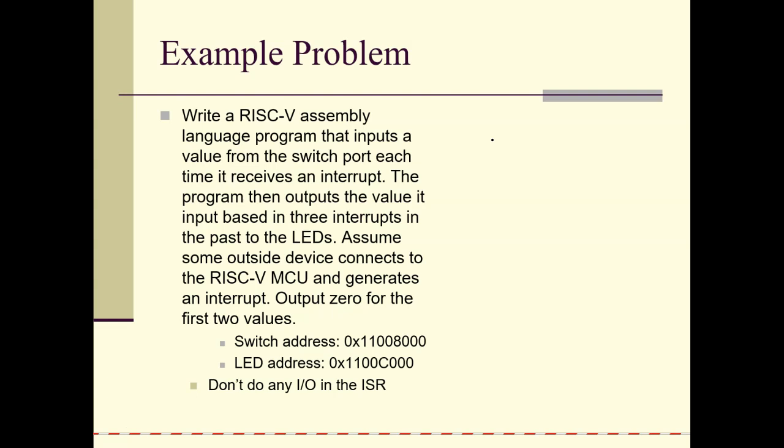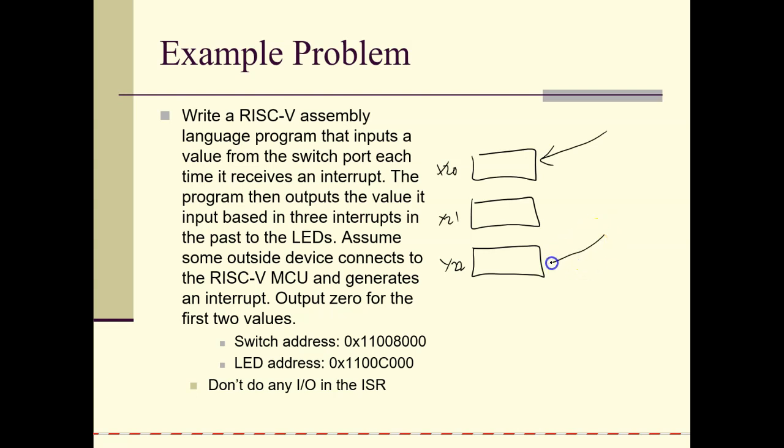And so this is a classic problem where I've essentially got to have 3 registers here, and I think I call them X20, X21, X22. So when I get an interrupt, I'm going to read a new value into this register, which means this shouldn't have a valid value. Also, when I get an interrupt, I'm going to output this value to the LEDs.